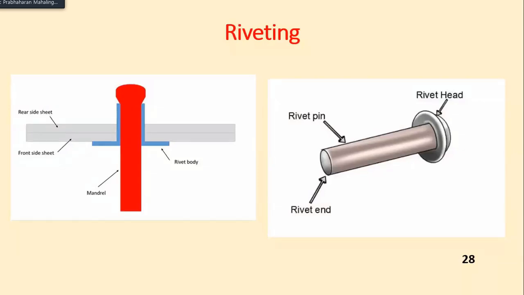Next one, riveting. Riveting, I think you are more familiar with this one. Rivet head, rivet pin, and rivet end are available in your rooms. You can see, and at the same time you can ask somebody how it works. That is essential, because riveting means fastening of metal.